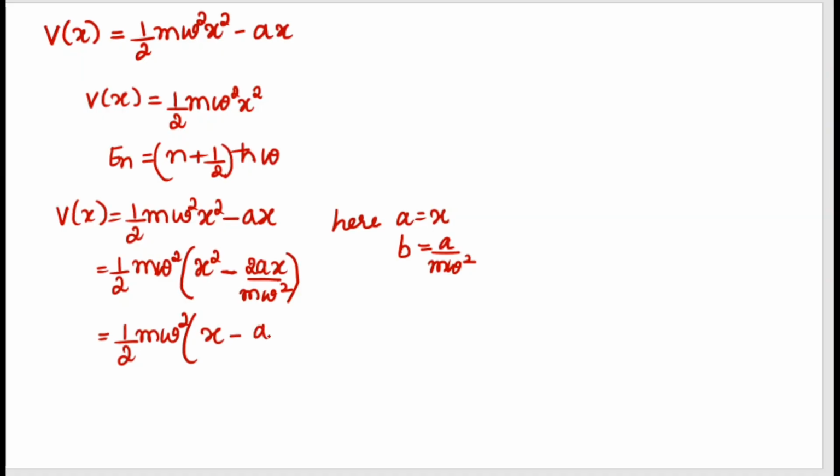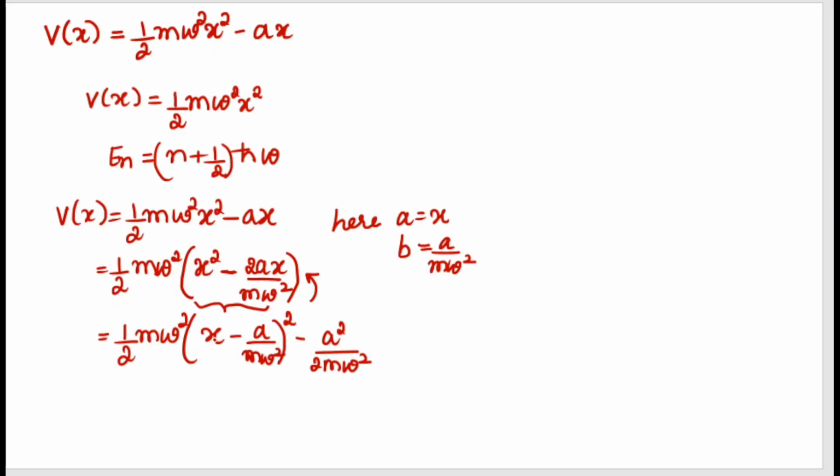minus a divided by m omega square) whole square, and I need to subtract the term, that is a square divided by 2 times m omega square, to keep the equation in this form only. And whatever is inside the bracket, on multiplying, we will get the above equation as it is. For simplification purposes we have done it like this. If you cross multiply this, you will get the same above answer only.